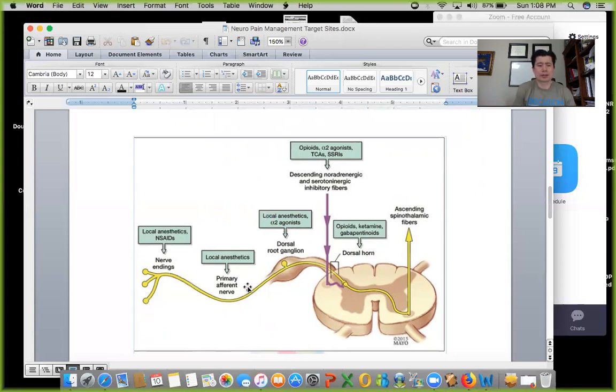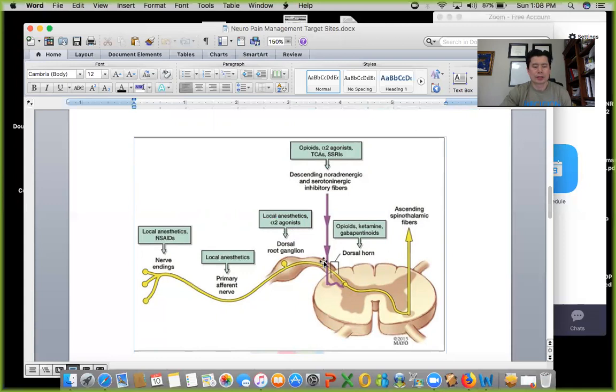So that's why there are local anesthetics here. And then you have the alpha-2 agonists. Specifically, when we're talking about alpha-2 agonists, what usually comes to mind is clonidine and dexmedetomidine, Precedex. This is why these drugs are called centrally acting alpha agonists for pain.